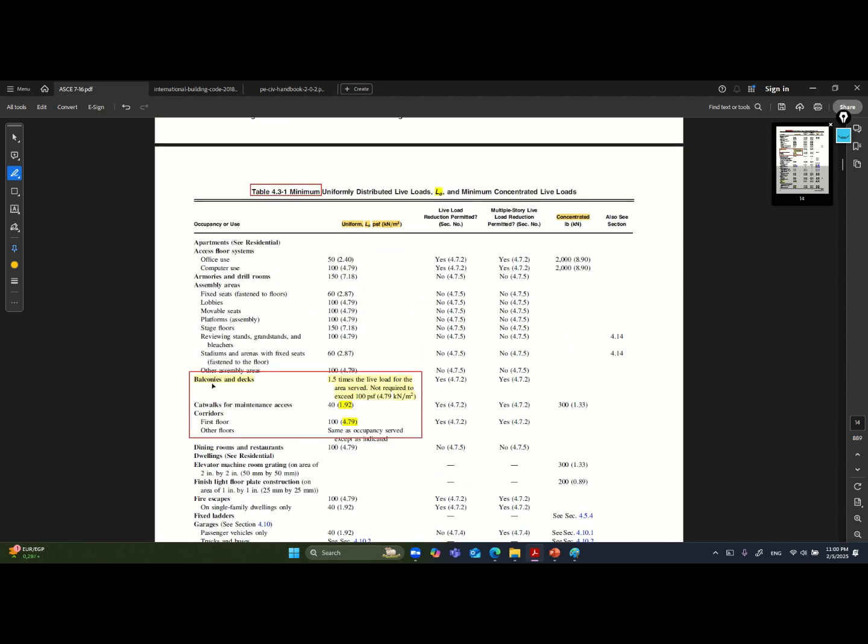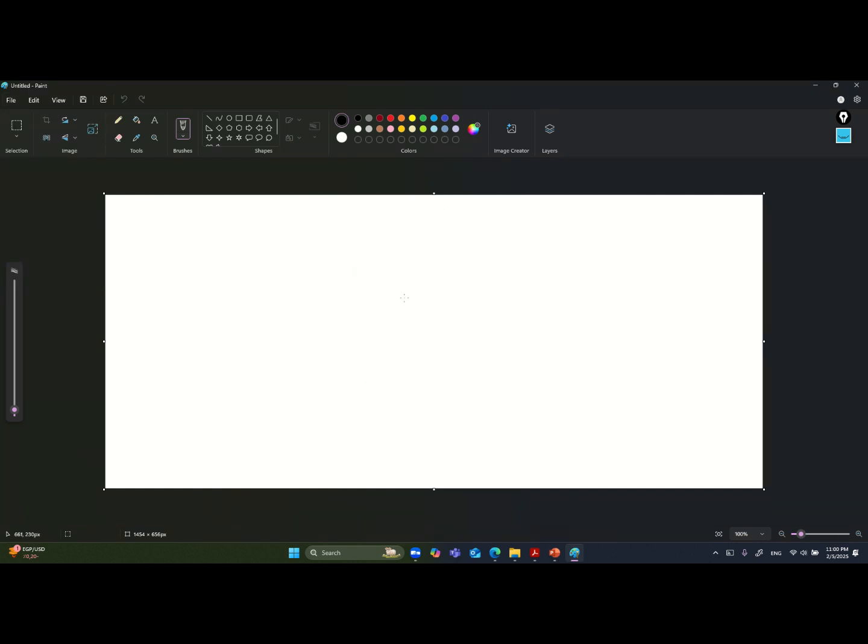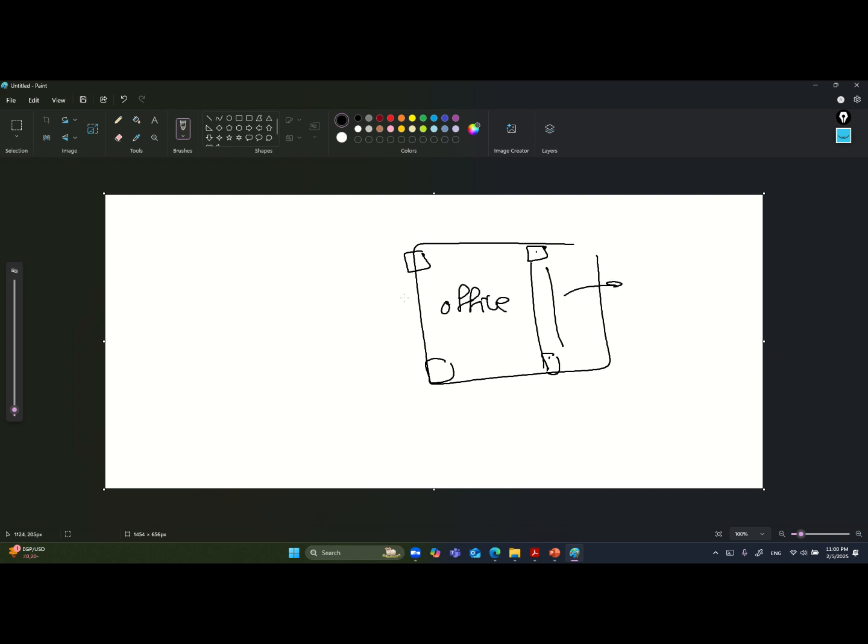Also, you must consider that for balconies and decks, it tells you 1.5 times the live load for the area served, but not to exceed this value. This is most important because he can give you, let me draw one here. So if this is the plan, and that is a column, and this is a beam, and that's a column, and that's a column, and he tells you that it is an office maybe, and that is a balcony. And he tells you to design this beam. So you will have to use the area method. This area will be served by this beam.